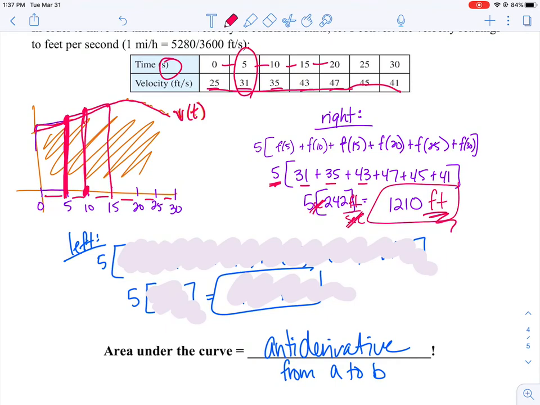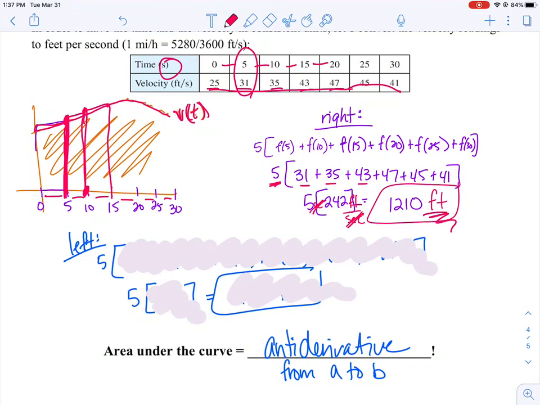Which should make sense, because if this graph is really the velocity graph and we're finding the antiderivative, shouldn't that be the distance or position, which the unit should then be in feet? And so I can estimate the distance that I traveled from 0 to 30 seconds as 1,210 feet by just knowing the velocity. Okay, let's do it again for left endpoints.